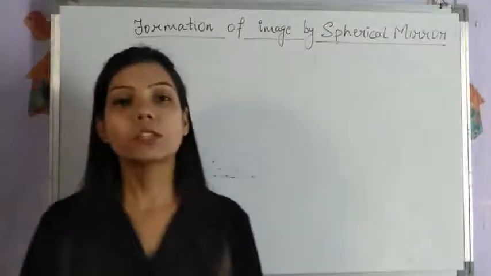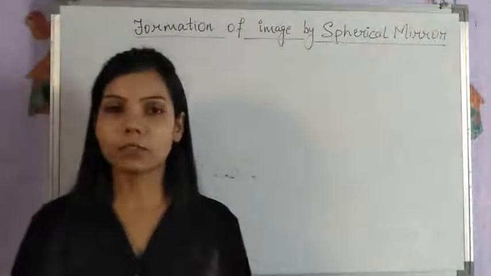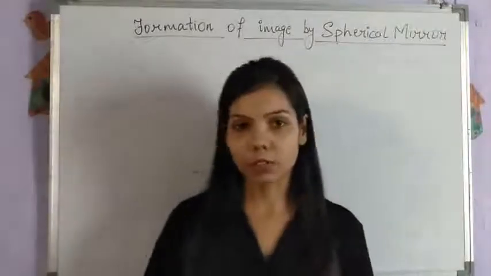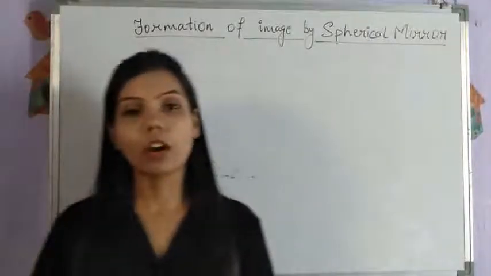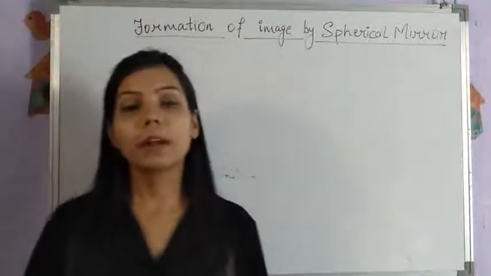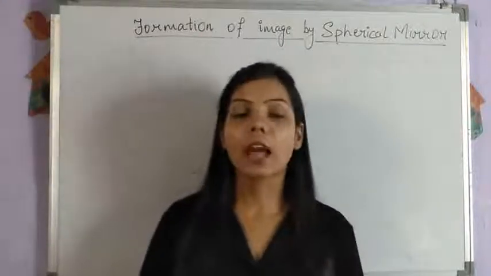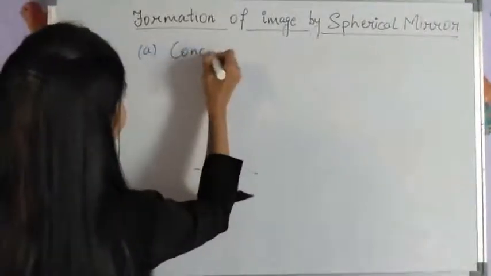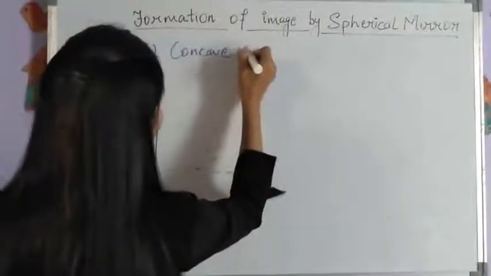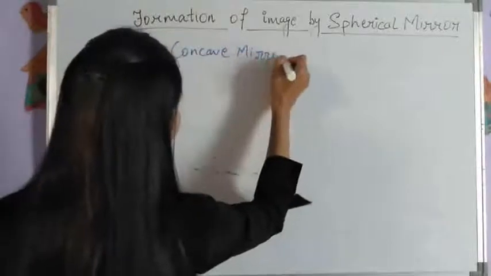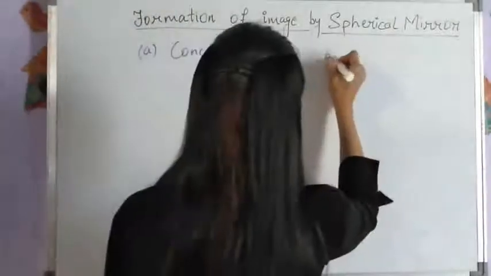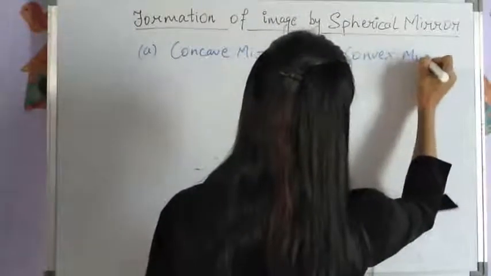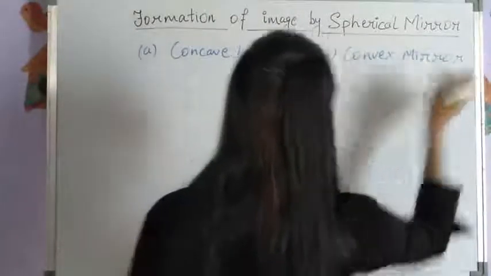Okay, so spherical mirrors are basically classified into two parts. Therein we have two types of spherical mirror. We have concave and convex mirror depending upon their orientation and their reflecting surfaces. Right? So first we have a concave mirror, and the second type of spherical mirror is convex mirror. Right? These two are the spherical mirrors.